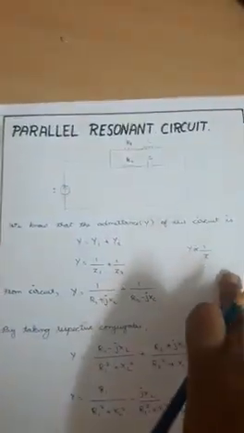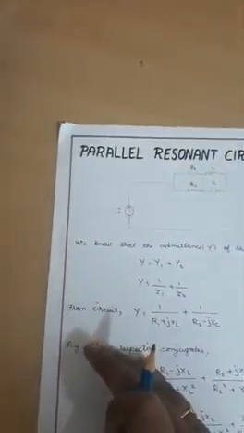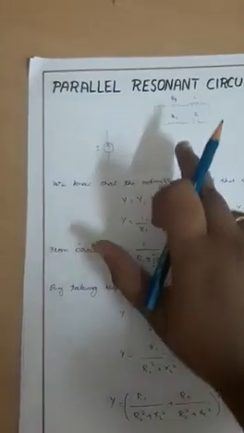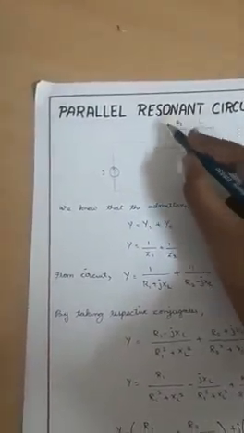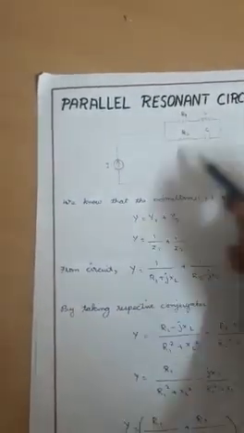What is admittance? Admittance is inversely proportional to impedance. Impedance is the resistance offered by the circuit, whereas admittance is the current flowing through the circuit. So they are inversely proportional. So we can write Y1 plus Y2 as 1 by Z1 plus 1 by Z2. What is Z1? We consider Z1 as the impedance produced by the inductor, and Z2 as the impedance produced by the capacitor. So we write it as 1 by R1 plus XL.